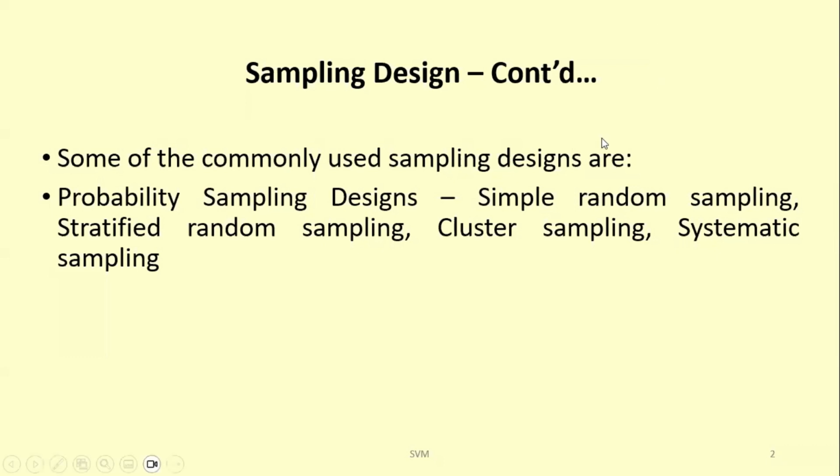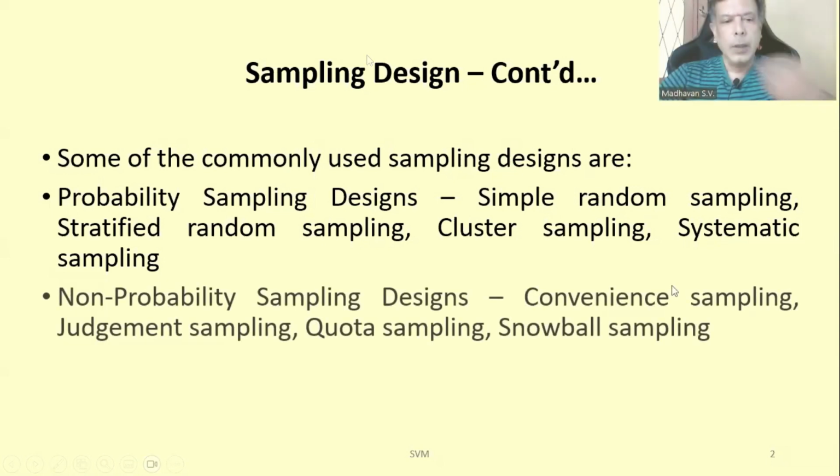Next one. Here we have convenience sampling, judgment sampling, quota sampling, and snowball sampling. Convenience sampling, from the name itself, we can say it is purely based on the researcher's convenience. Sampling is being done purely based on convenience.